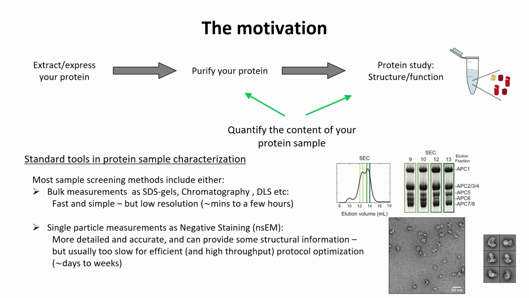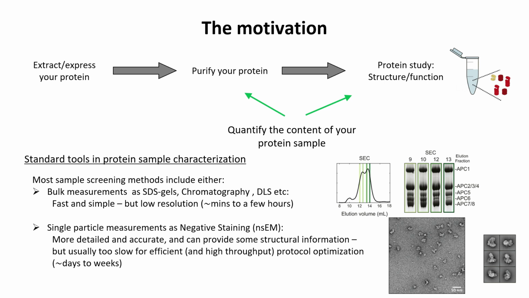Now, with single particle measurement, an example here is negative staining. Here, this technique is much more detailed and accurate, and it has the advantage of providing some structural information about your protein. The main disadvantage is that it's usually too slow for efficient and high throughput protocol optimization. So if you really want to quantify the content of your sample, it will take between days to weeks.